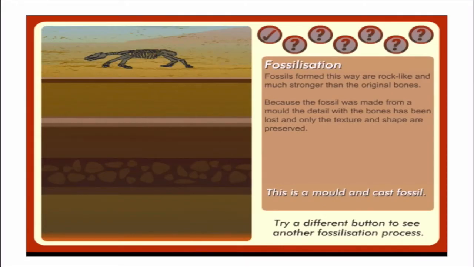Only 1% of life on Earth has been fossilized. The Earth has had life on it for about 3 billion years, so 1% is a very small amount.